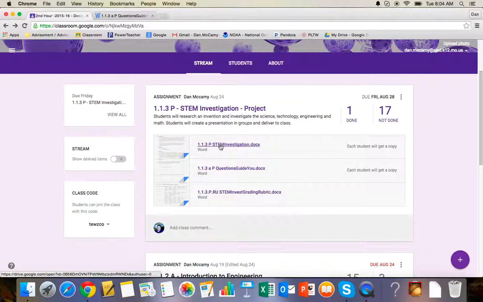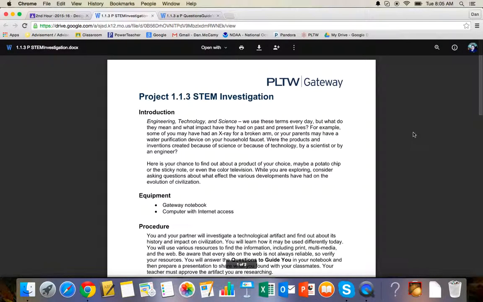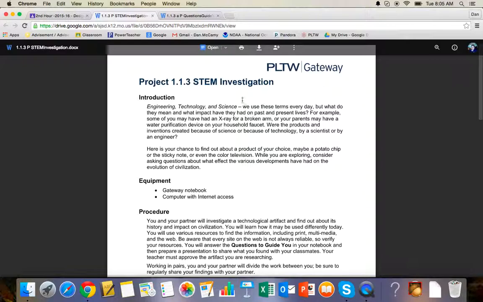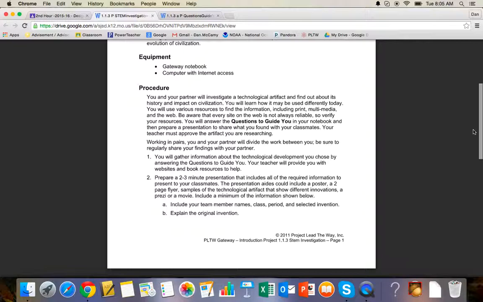I'm just going to briefly go over it again because I did it so quickly yesterday. In some classes I didn't go over it. So, we're going to do a STEM investigation. If you would like to read through the introduction, I'm not going to do so right now. But the procedure is you and your partner will investigate a technological artifact and find out about its history and impact on civilization. You will learn how it may be used differently today. You will use various resources to find the information.